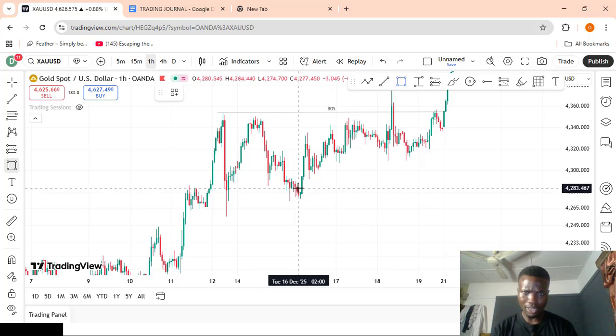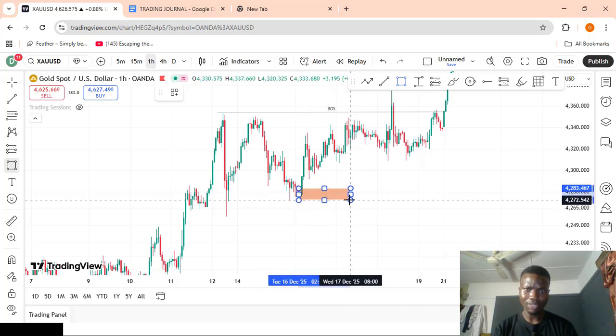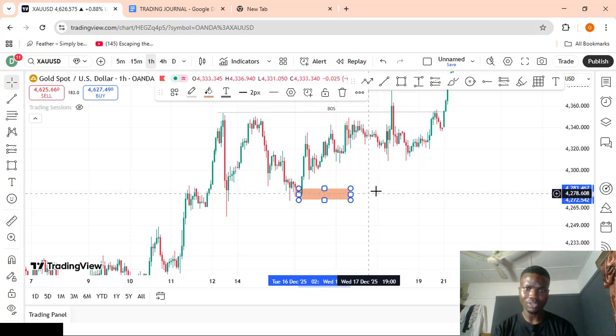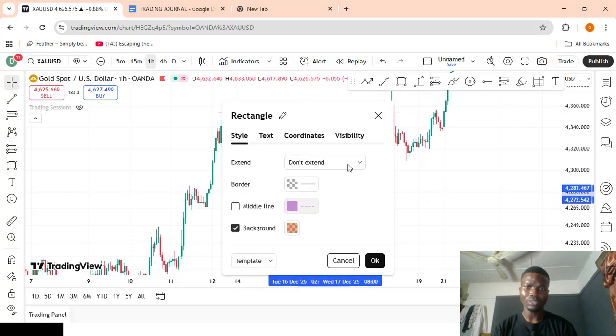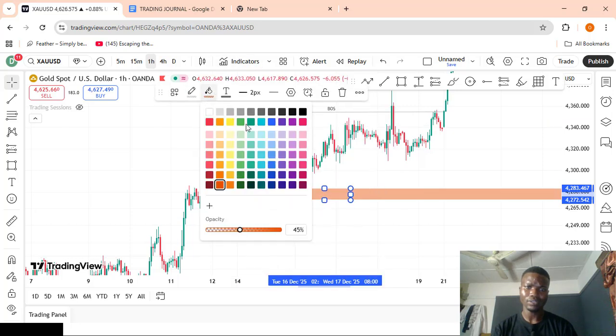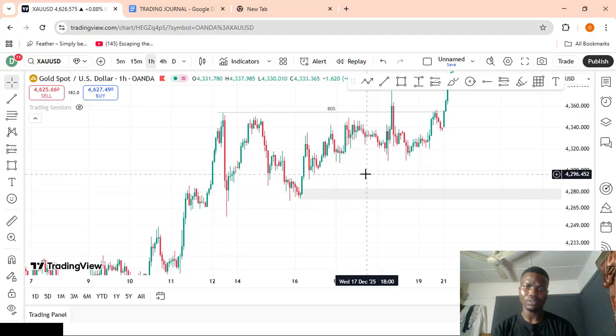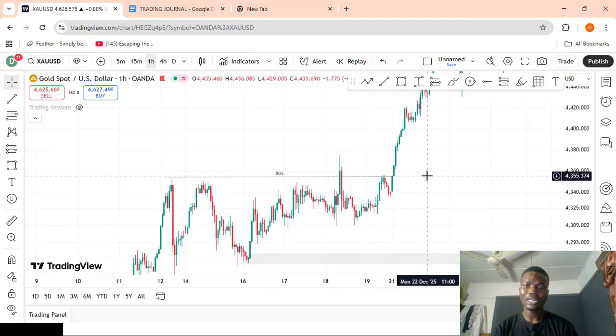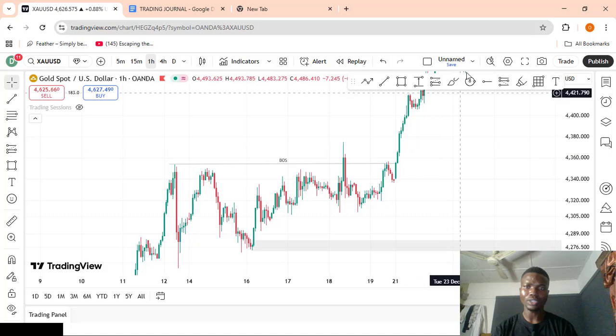Our demand area is going to be this last candle here, because this is the last candle that formed below here. So let me extend this candle and change the color. Now you can see that the market broke through this consolidation area.